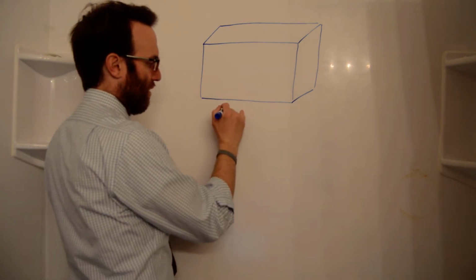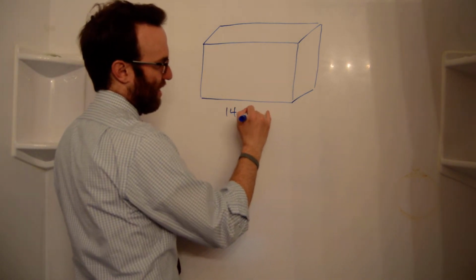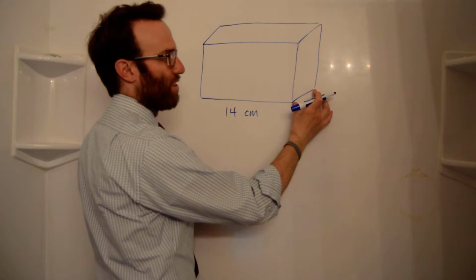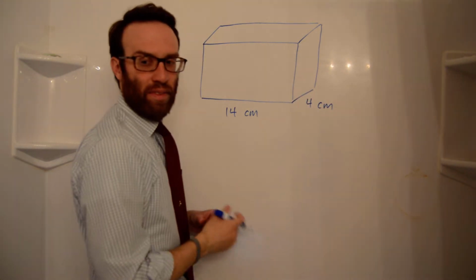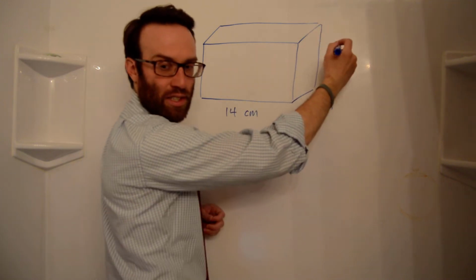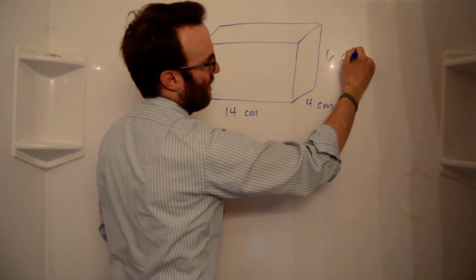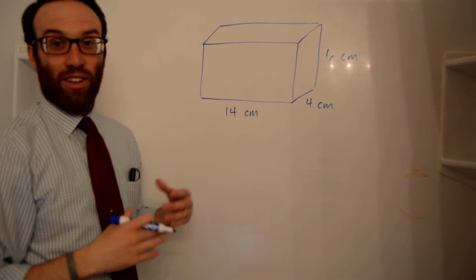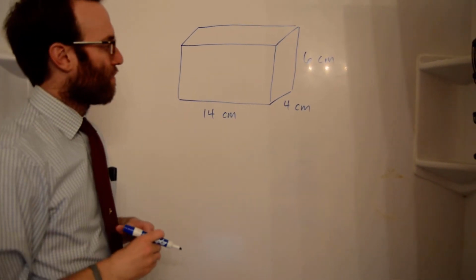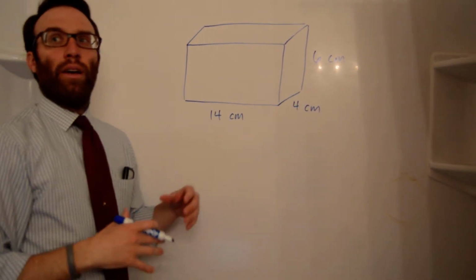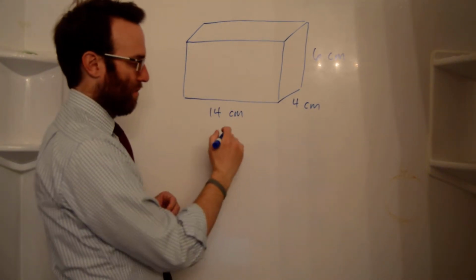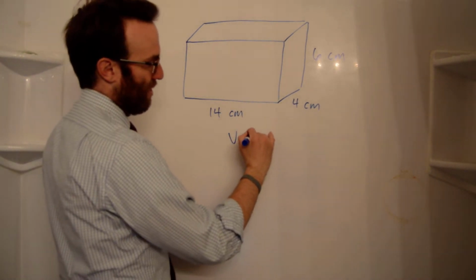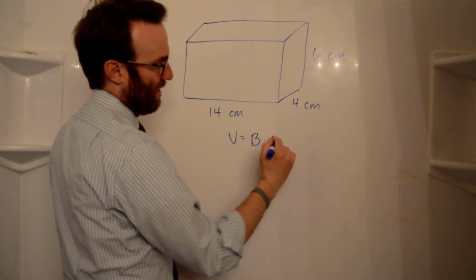Okay. The length of the base is 14 centimeters. We're going to call this the width of the base is 4 centimeters. And then the height of the box would be our 6 centimeters. And I will say that my drawings are not to scale. Okay. The formula for volume of prisms is generic. It's going to be the area of the base times the height.